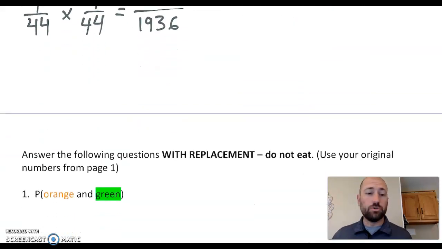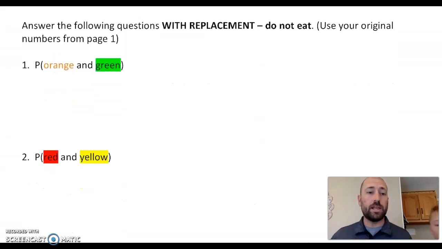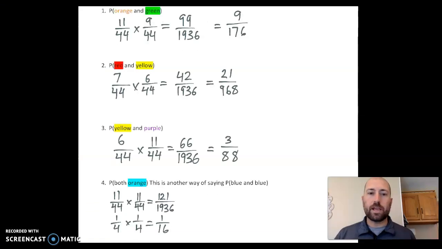Okay. I want you to pause the video and do the following. Check your answers, and the thing you should notice about all of this is that the denominators are all 44. That's because we did not change the probabilities as we went. We're taking one out, putting it back. Take it out, put it back. So the probabilities stayed the simple probabilities the entire time.